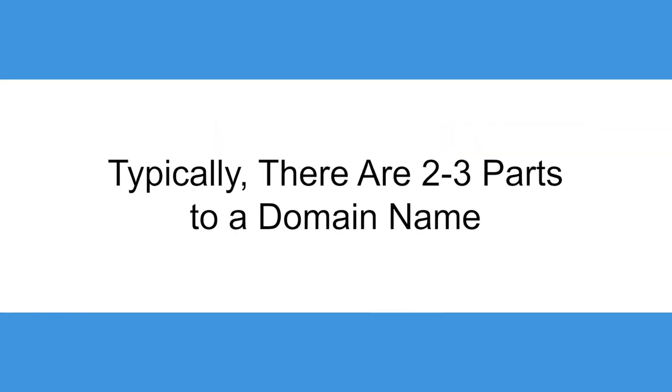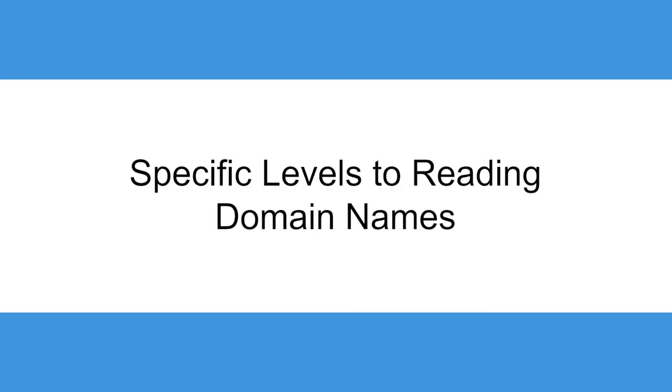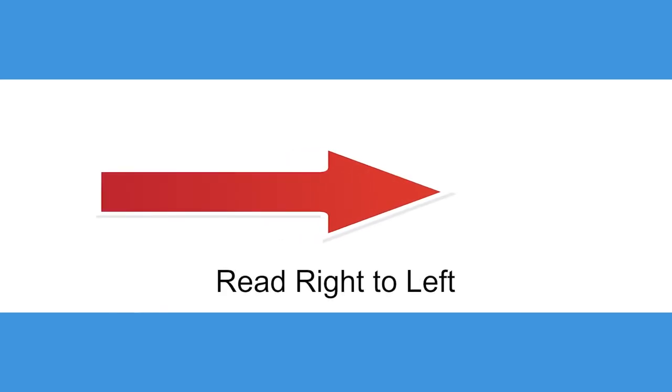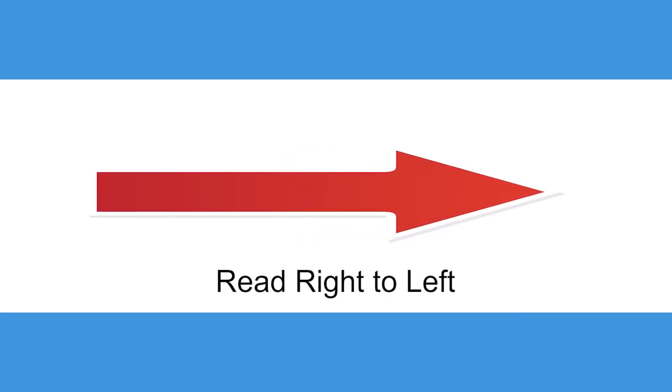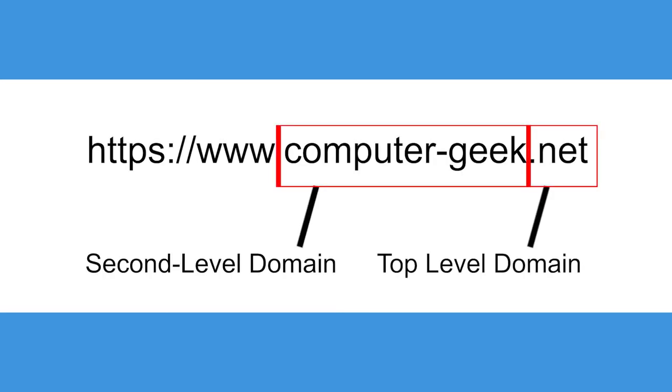Typically there are two, sometimes three, parts to a domain name. And when it comes to reading domain names, there are specific levels. These levels are read right to left. To get a better look, here is an example using our website. .net is the top-level domain or TLD. Computer Geek is the second-level domain or 2LD.